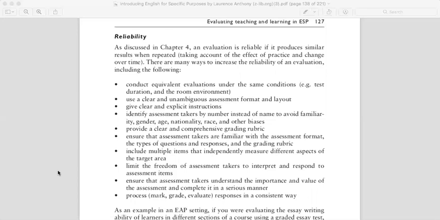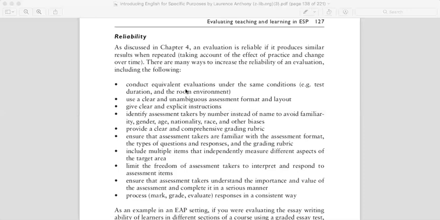So what are the ways through which you can increase the reliability? You can conduct equivalent evaluation under the same condition as I told you. Test duration should be the same. If you have conducted one test for 3 hours, the other test for which you are checking its reliability should be 3 hours. Okay. Room environment, it cannot be that at one time the students were very comfortable taking the test and at another time you were unable to provide them such an environment and you are still trying to get the same results, right?